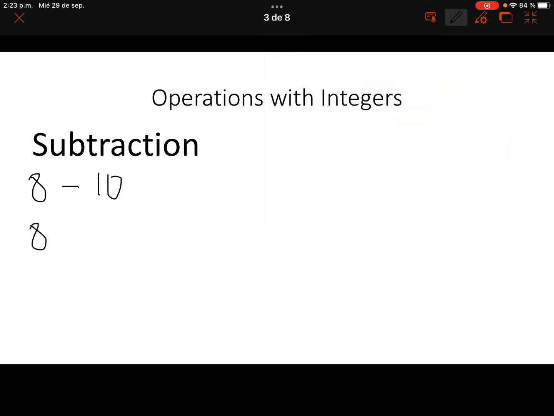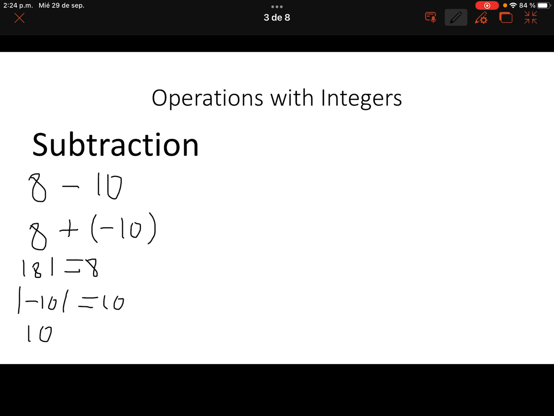Then we have to transform the subtraction into addition, and the second number is changed to its opposite. Then 8 plus -10. And this addition is an addition with different signs. Remember case number 2 that I explained in the previous operation. We find the absolute value for the first number and for the second number, and we have to subtract, because we are adding integer numbers with different signs.